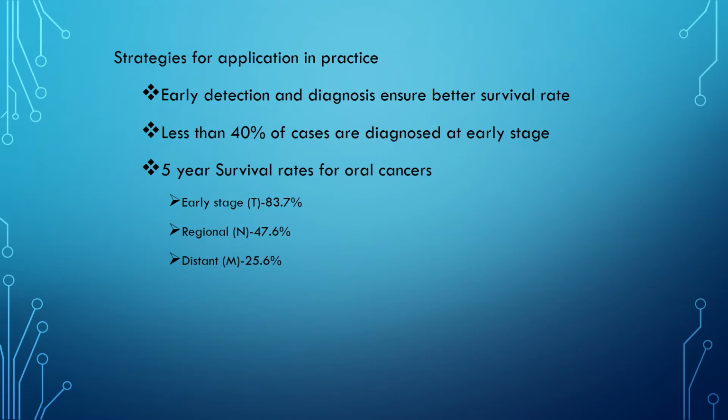Strategies for application in practice: early detection, as we said just now, and diagnosis to ensure better survival rate. Less than 40% of cases are diagnosed at early stage. For the 5-year survival rates for oral cancers, if you detect early stage, the 5-year survival rate is around 83.7%. If it's regional, the 5-year survival rate is about 47.6%. And if it's distant, there is metastasis of the cancer, and the survival rate will be less, around 25.6%.